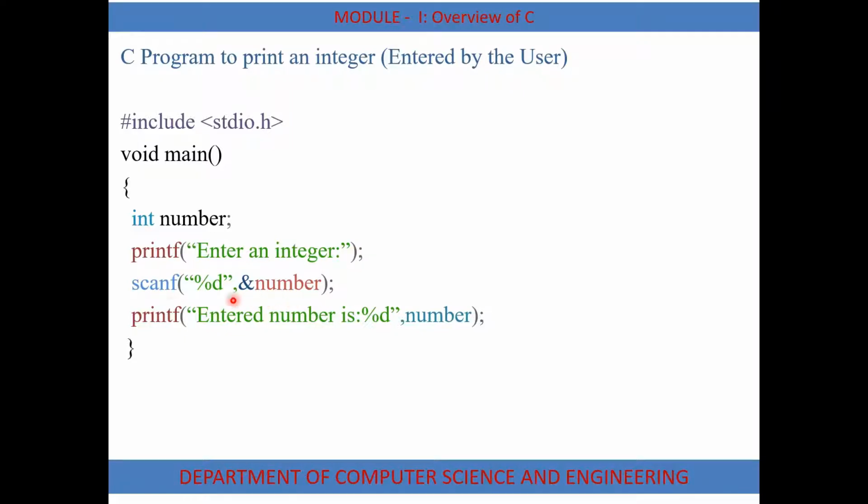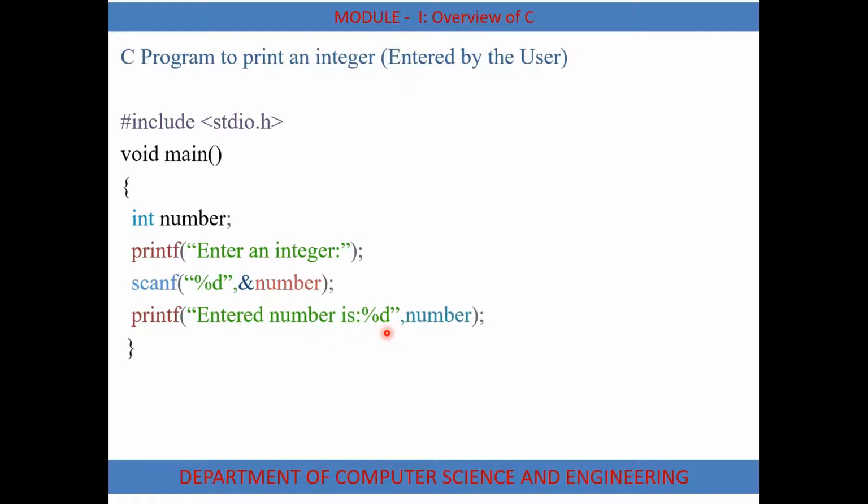So next is printf "entered number is %d". After reading the input from the keyboard, let me consider if I enter 20. So now 20 is stored in the variable number. Now we have to display that number. So, entered number is %d.